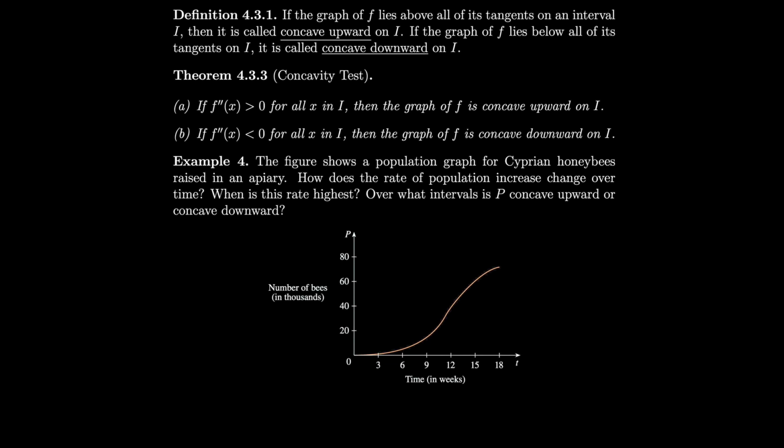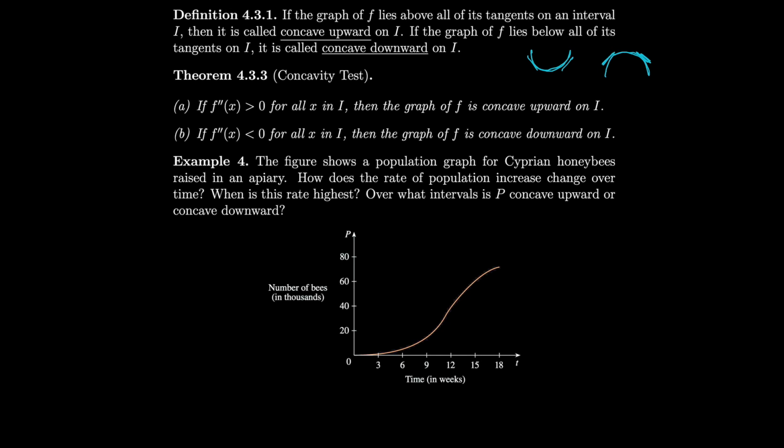If the graph of f lies above all of its tangents on an interval I, then it is called concave upward on I. If the graph of f lies below all of its tangents on I, it is called concave downward on I. So that means that we've got the graph, we got all these tangents, like this, and the graph is lying above it. So it looks like it's going up, concave up, like a happy face. Similarly, if the graph is lying below all the tangents, then it's concave down, frowny face.